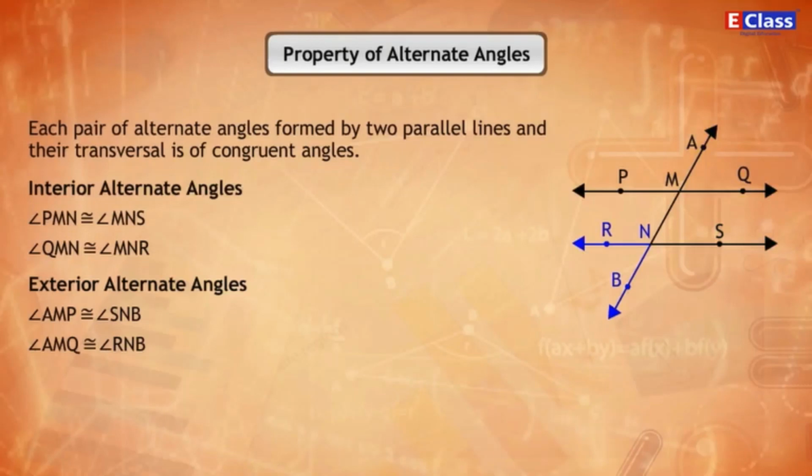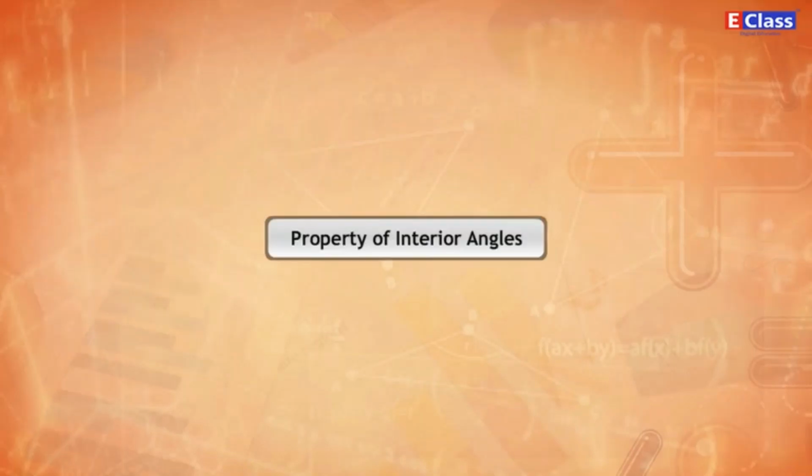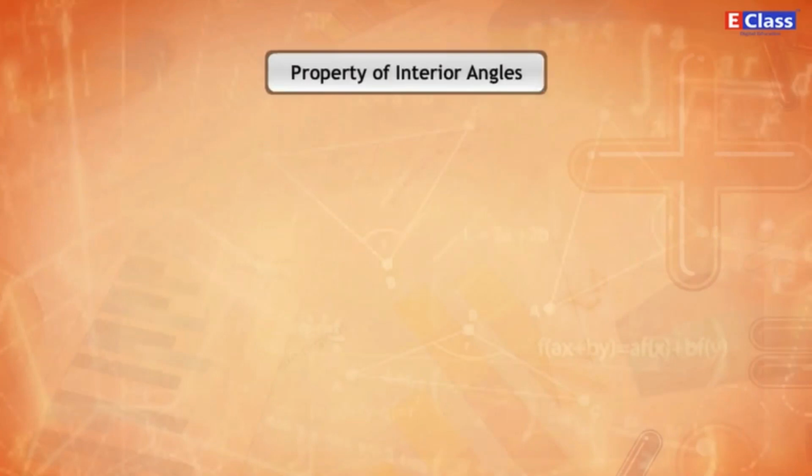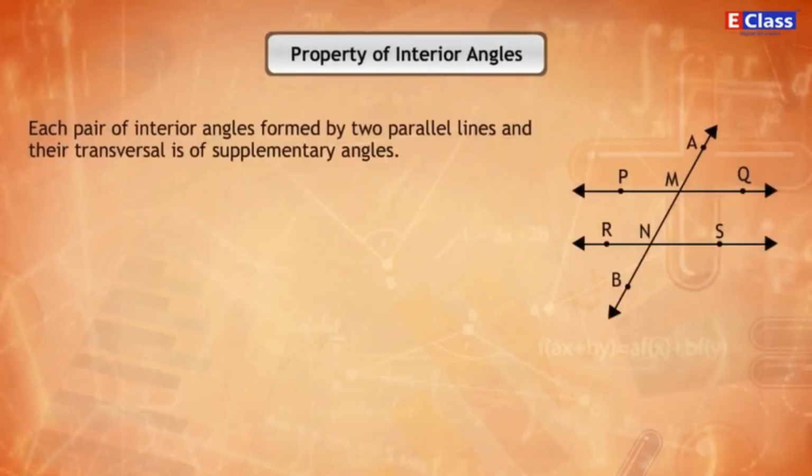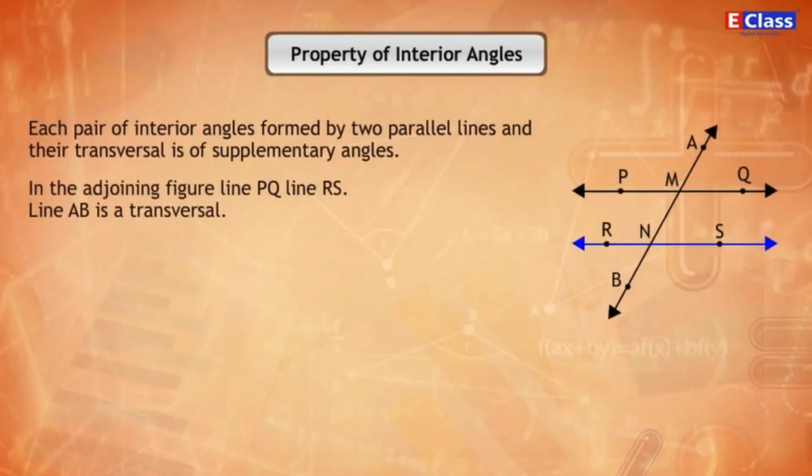Property of interior angles. Lastly, let us learn about the property of interior angles. Each pair of interior angles formed by two parallel lines and their transversal is of supplementary angles. In the adjoining figure, line PQ is parallel to line RS. Line AB is a transversal.